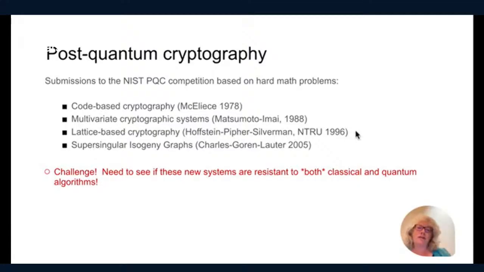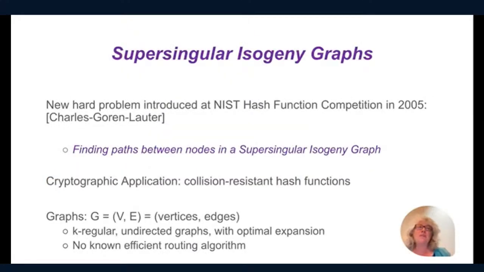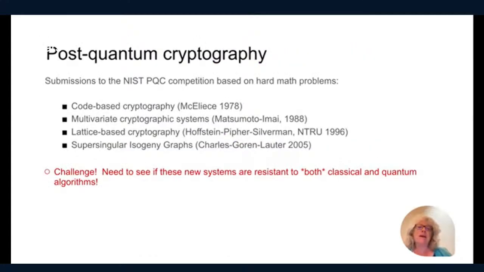So the code-based cryptography was introduced by McEliece in 1978, multivariate cryptosystems by Matsumoto and Imai in 88. Hoffstein, Pipher, and Silverman introduced the lattice-based crypto with the NTRU company in 96. And with Denis Charles and Eyal Goren, we introduced supersingular isogeny graphs in 2005. So that's the only elliptic curve-based system.